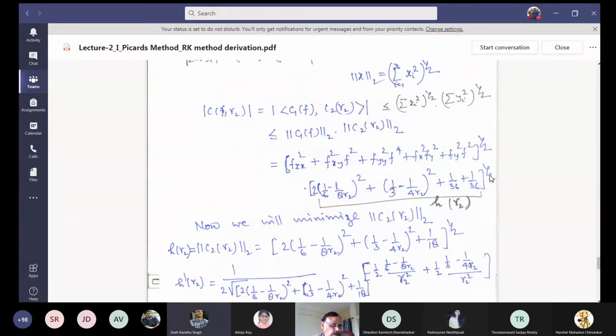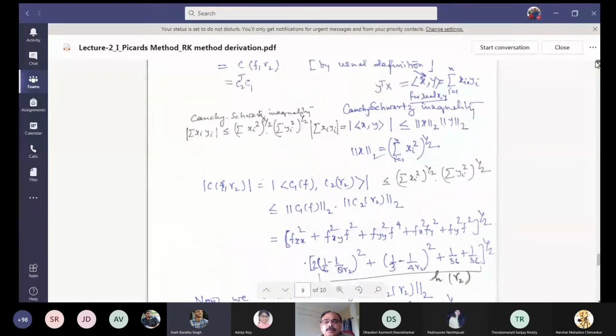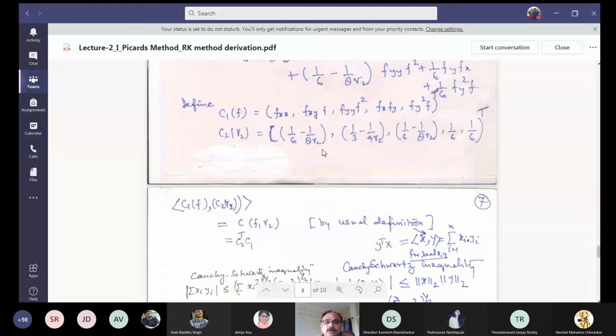Yes, sir. Now, if you see the C2, in C2, the first component and third component, both are the same: 1 by 6 minus 1 by 8 gamma 2. They're the same. Means its square plus its square, so it will be 2 times its square, 1 by 6 minus 1 by 8 gamma 2. Right? So this is what is written here.